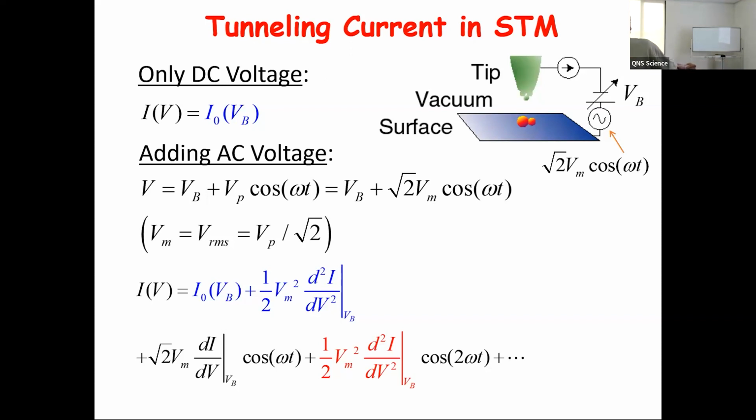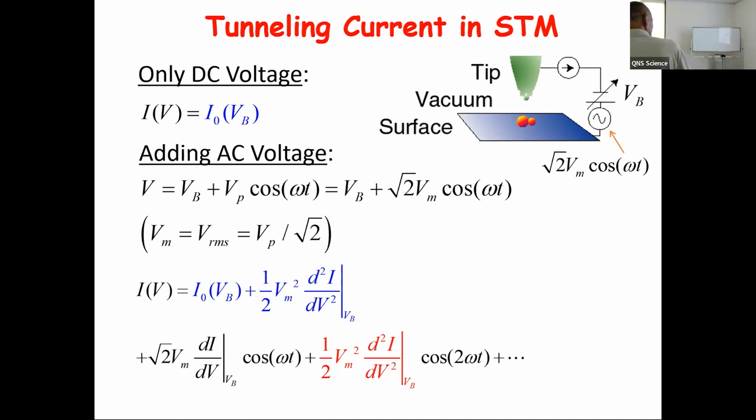If you add an AC voltage, which is this oscillation of the bias between the tip and the sample, you then have V equal to VB, which is the DC voltage, plus this oscillation. And in terms of the RMS voltage, you have this form here. If you then do a Taylor series expansion, where the oscillation amplitude is small compared to the DC bias, you get this formula here, the first few terms.